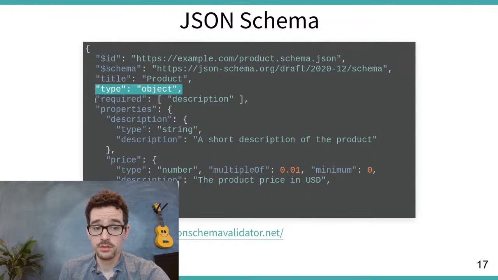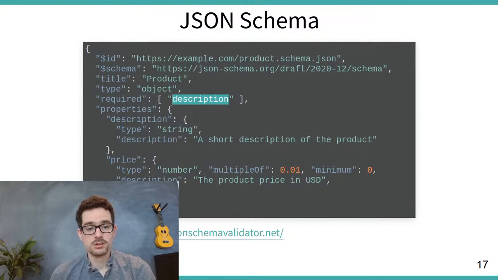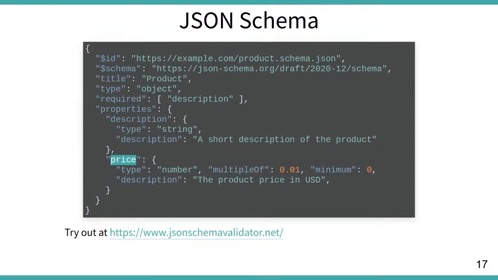So it's an object. Then the required fields. Description is required. And then some rules. JSON schema says everything is allowed. So we can add additional attributes. We can add additional fields which are not in the JSON schema. But if we use price, then it has to follow the following restriction.